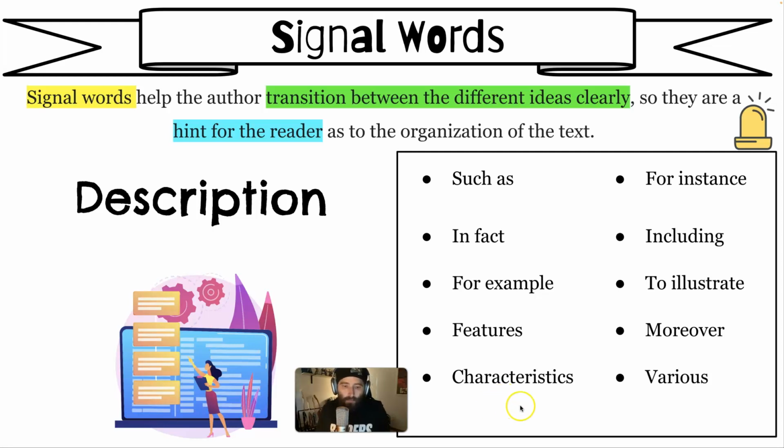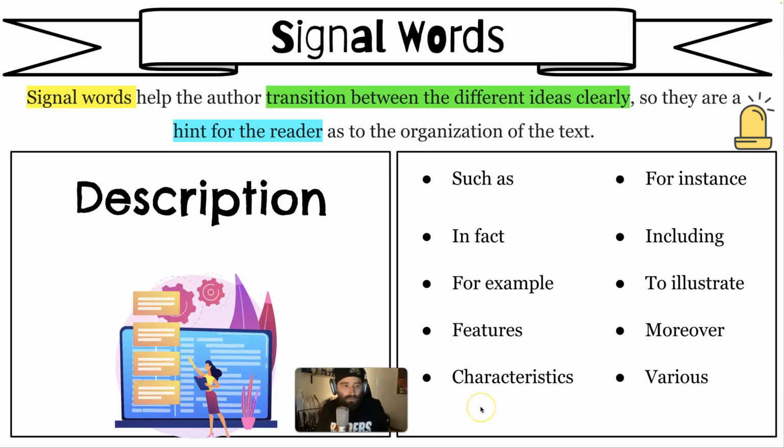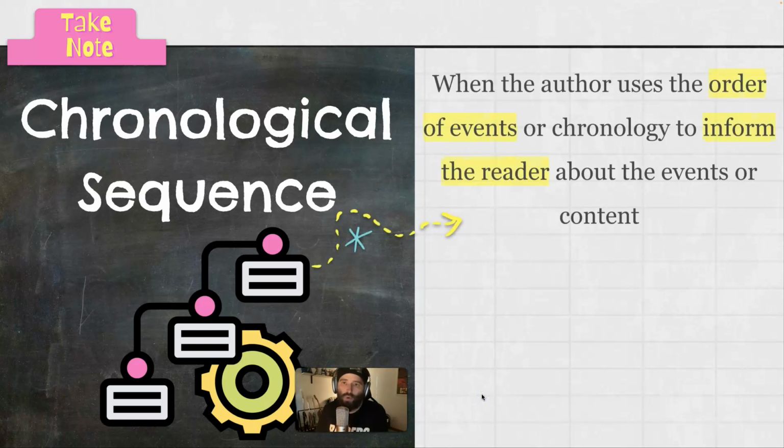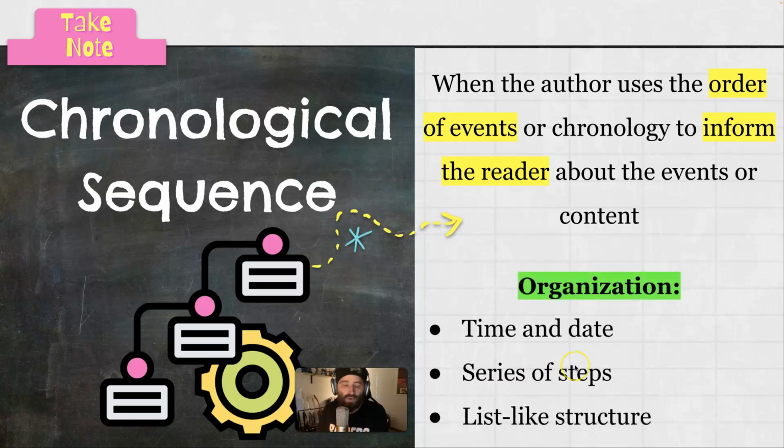Okay. Now, moving to our next text structure, which is chronological and sequential. With chronological and sequential, the author uses the order of events or chronology to inform the reader about the events or content. It is organized in a variety of ways, going from time and date to a series of steps to a list-like structure. If it's time and date, you might think of the history of the Holocaust, so when it began and when it ended.